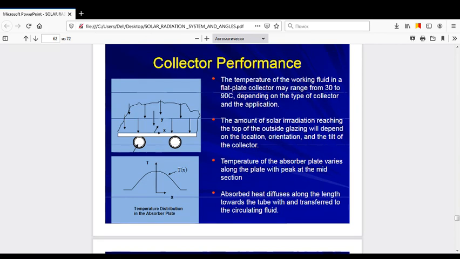Collector performance. The temperature of the working fluid in a flat plate collector may range from 30 to 90 degrees C, depending on the type of collector and the application. The amount of solar irradiation reaching the top of the outside glazing will depend on the location, orientation, and the tilt of the collector. Temperature of the absorber plate varies along the plate with a peak at the mid section. Absorber heat diffuses along the length towards the tube and transfers to the circulating fluid.